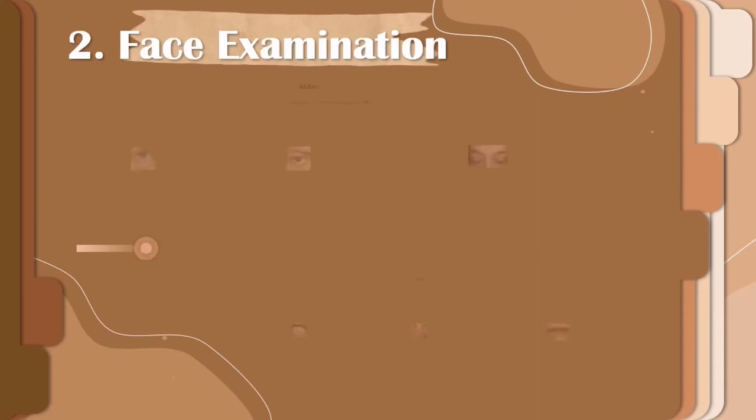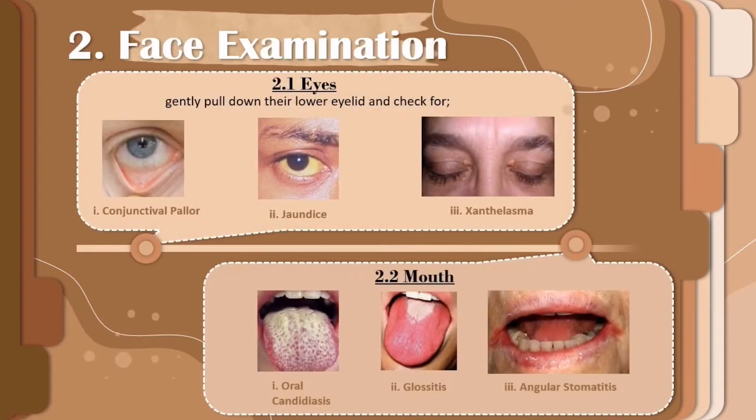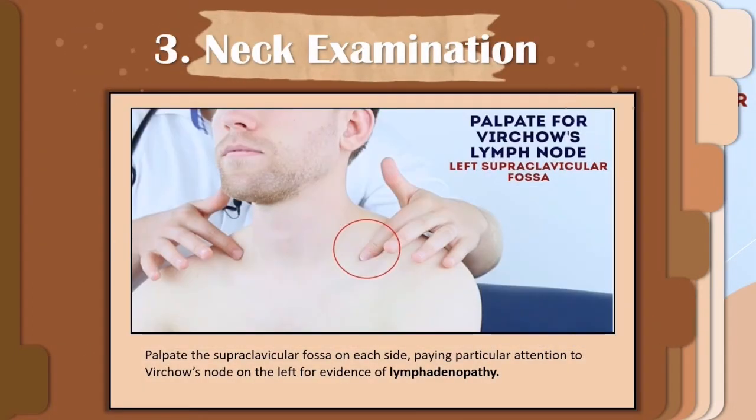Moving on to face examination. First, inspect the eyes by gently pulling down the lower eyelid and check for conjunctival pallor, which suggests underlying anemia. Then look for evidence of jaundice in the eye or xanthelasma, which is a raised cholesterol-rich deposit around the eye. Afterwards, inspect the mouth to look at overall oral hygiene. Then palpate the lymph node located at the left supraclavicular fossa to check for evidence of lymphadenopathy.